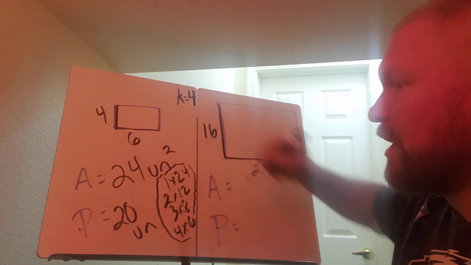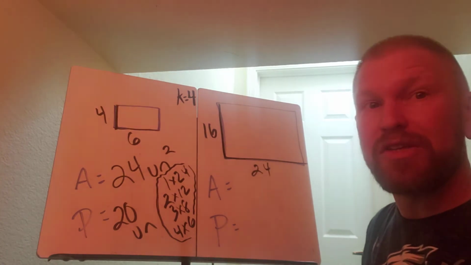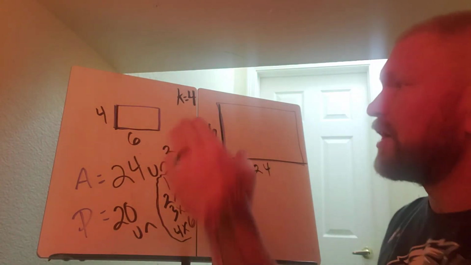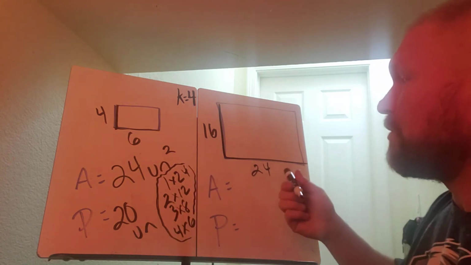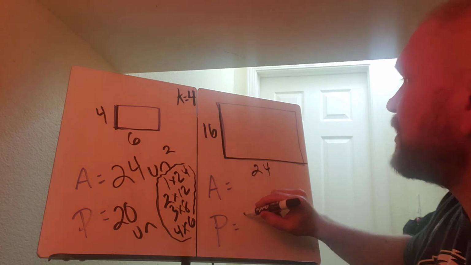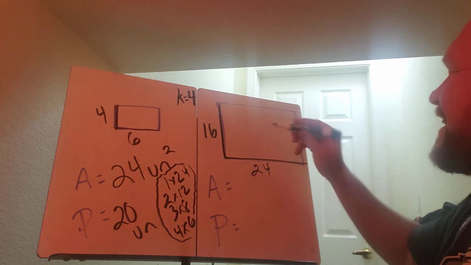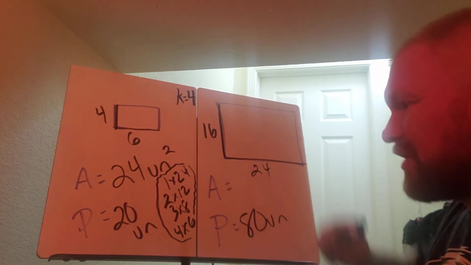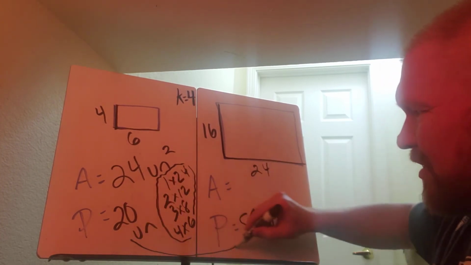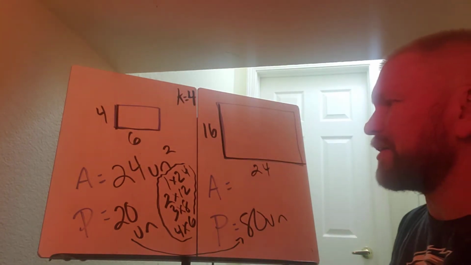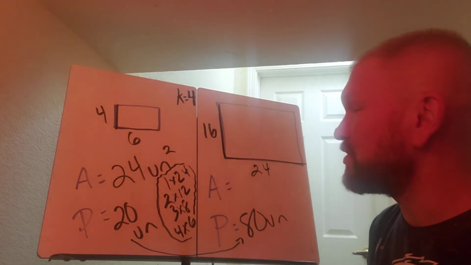However, the perimeter will be different depending on which combination you use. So your perimeter might be different for yours. Mine is 20. The perimeter of my larger one, let's see here, is going to be, what do I get? 80 units. And you'll notice that the perimeter is 4 times greater, just like the side lengths are 4 times greater. However, the area is a different story.